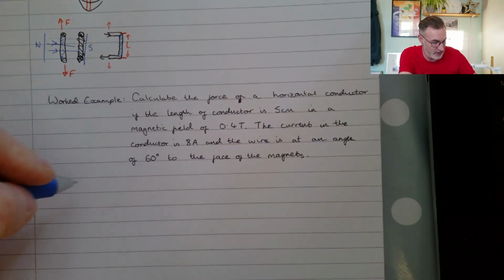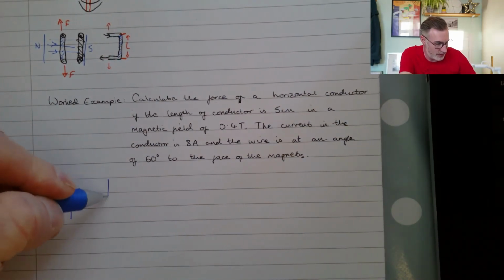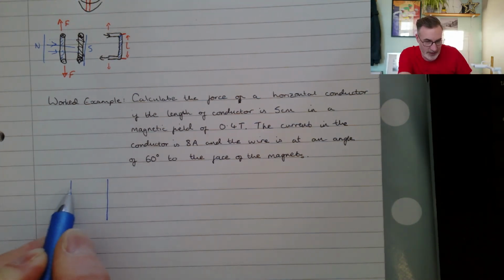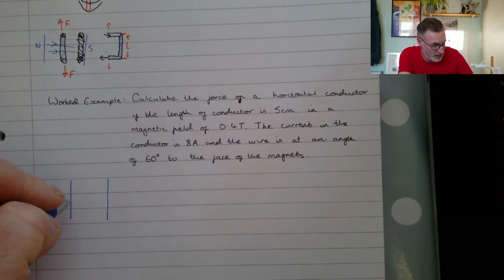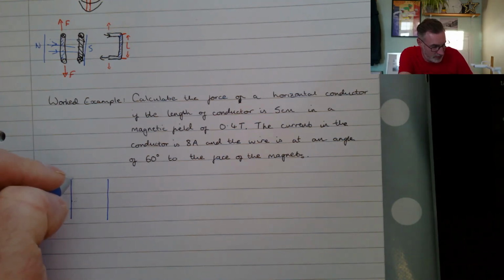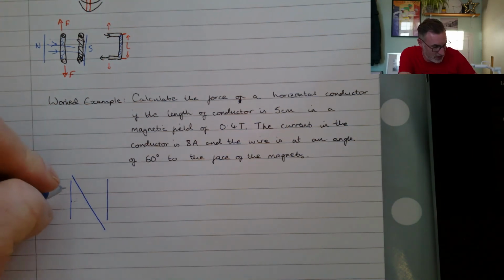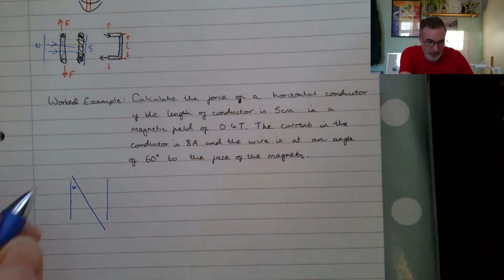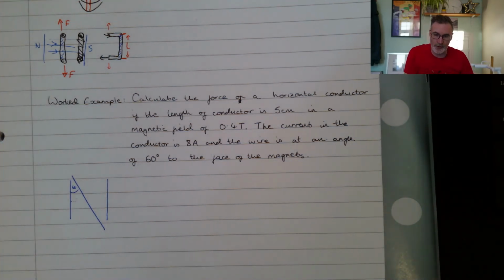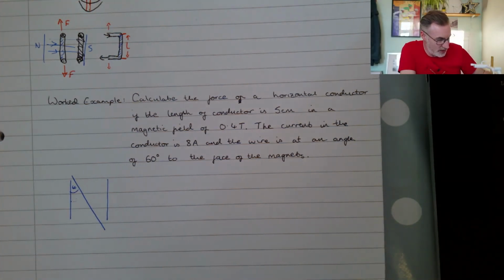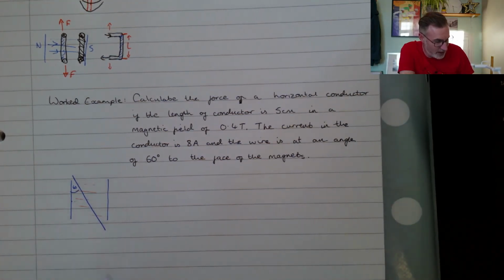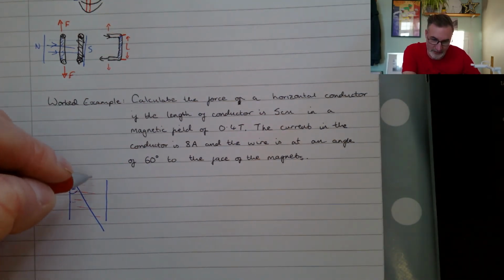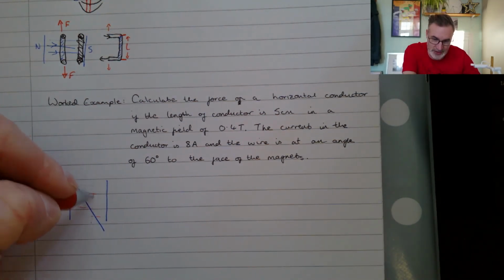We're going to have our magnets like this. We're going to have our magnetic field coming along this way. Now it says it's 60 degrees to the face of the magnets, so let's just say that this is going to be 60 degrees in there. Now the sine theta has got to be taken from the direction of the magnetic field, and so crossing the magnetic field here is going to be 90 degrees.